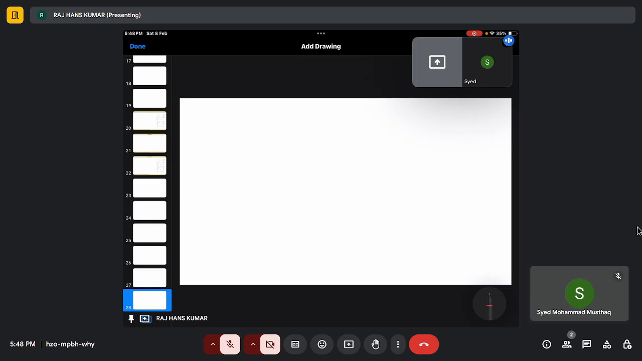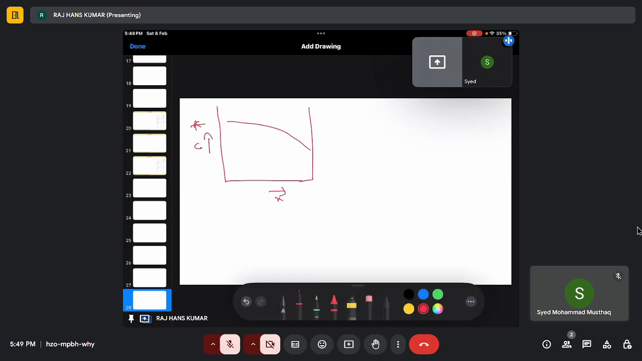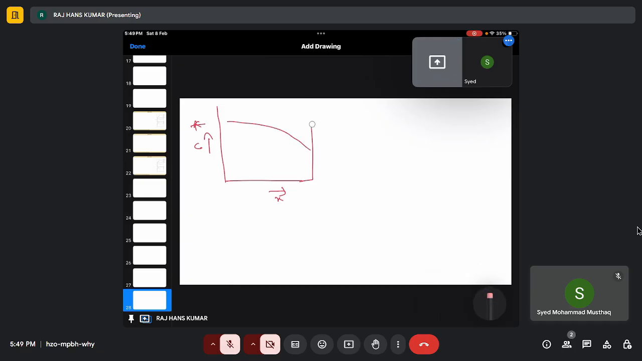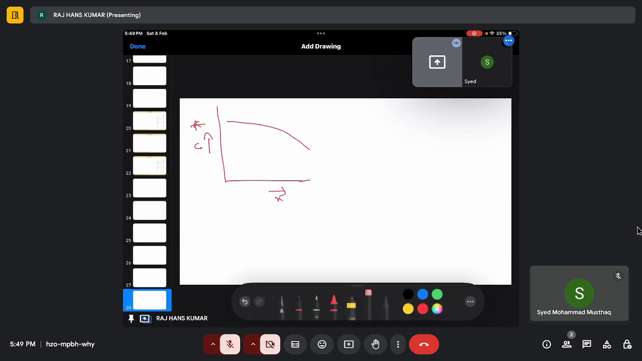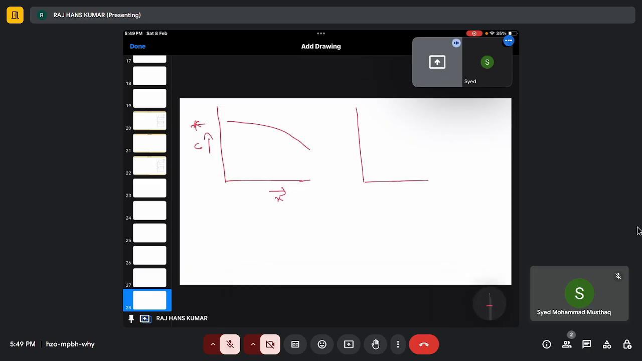So again, let me redraw the diagram. So this is my C, this is my X, this is with time. Now, what happens? This is at t equals to t1. Now, what happens at t equals to t2? It may get flattened out, right? After certain time.